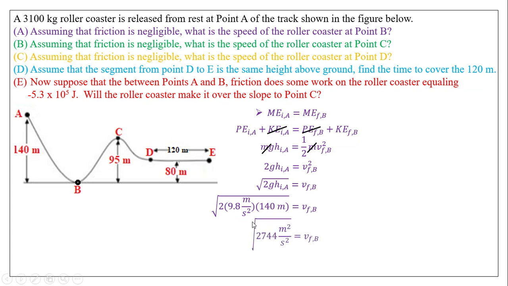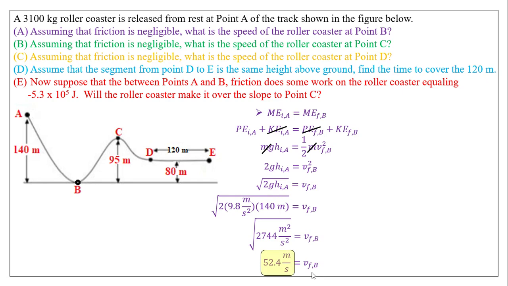Okay. All right. Other than that, 2 times 9.8 times 140 is 2,744, and then the square root of that will give us about 52.4 meters per second. So while this says v final B, this is just the final speed, because the question here at the very top of the screen in part A says what is the speed. So I don't need to include the direction, so the speed is 52.4 meters per second.